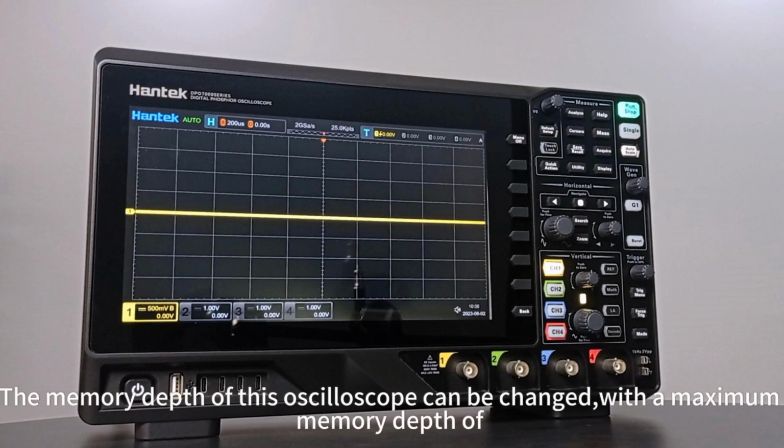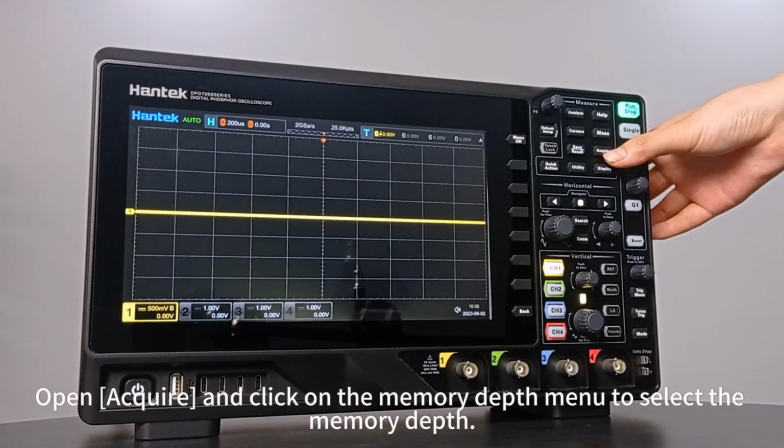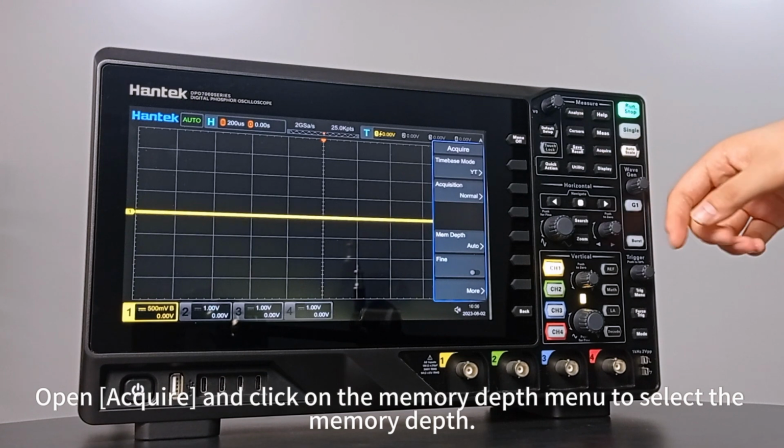The memory depth of this oscilloscope can be changed, with a maximum memory depth of 2G and a waveform capture rate of over 500,000 waveforms per second. Open Acquire and click on the Memory Depth menu to select the memory depth.